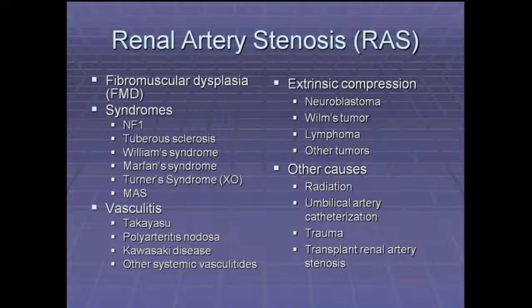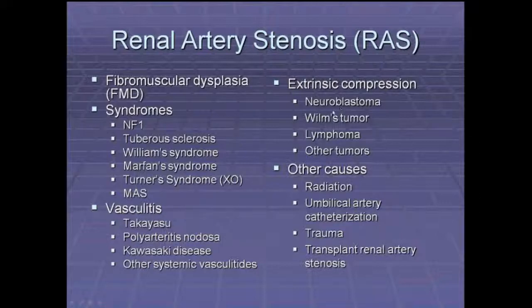So what are the various causes of renal artery stenosis in children? There's fibromuscular dysplasia. There are various syndromes that are associated with renal artery stenosis, which include neurofibromatosis, tuberous sclerosis, Williams syndrome, and various other syndromes. Vasculitides, such as Takayasu's or polyarteritis nodosa, can lead to underlying renal artery stenosis. These are intrinsic abnormalities related to the vessel itself.